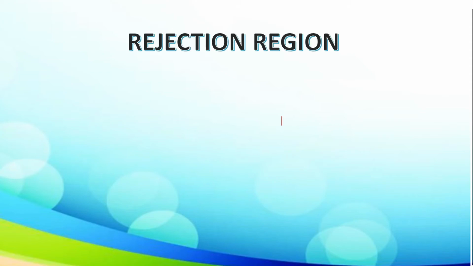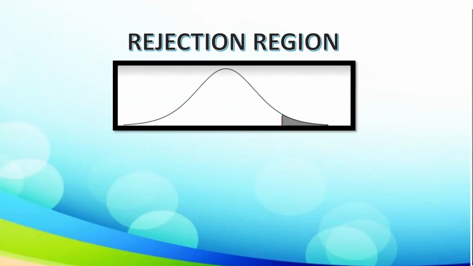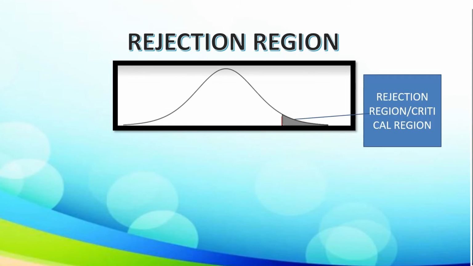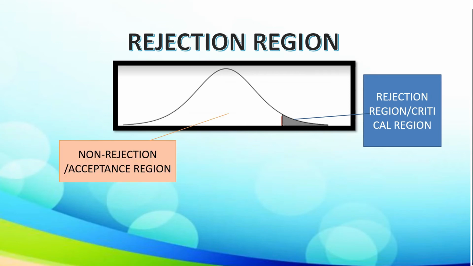Now, let us move on to our next topic, which is all about rejection region. We're going to use the t-distribution curve to be able to show the different parts of the rejection region. We have the shaded part, which is the rejection region or the critical region, the unshaded part, which is the non-rejection or the acceptance region, and the line that divides these two given regions is what we call the critical value.